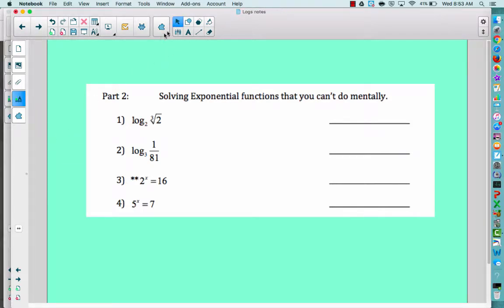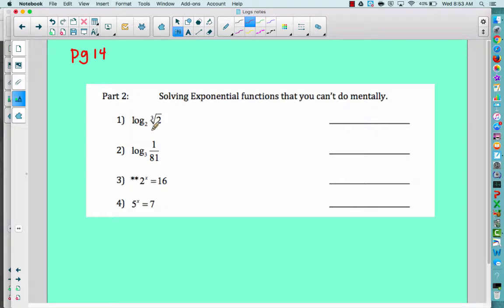Hello, so today we're going to be extending what we've learned about expanding and condensing logs and solving exponential functions that you can't do mentally, okay? So logs and exponential functions that you can't do mentally. All right, so let's warm up by looking at, we're on page 14 in your note packet.